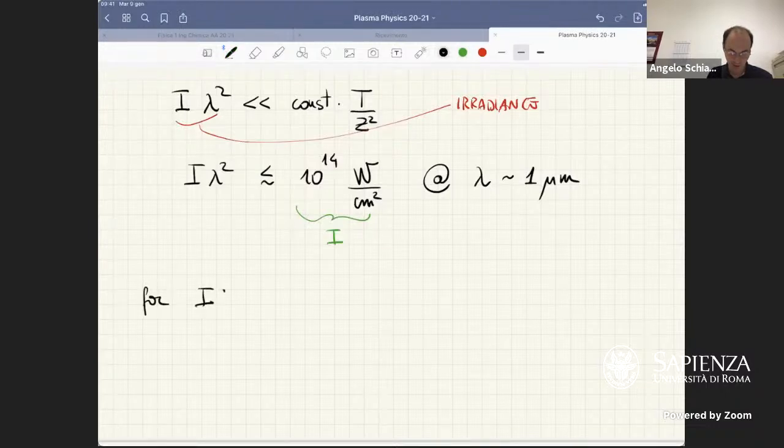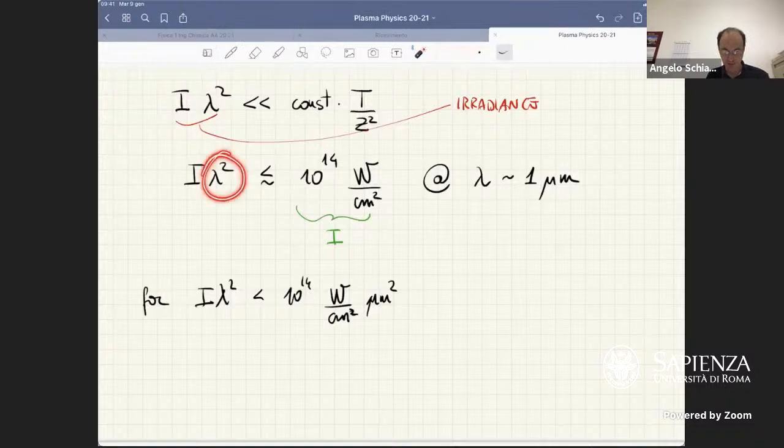For I lambda squared less than 10 to the 14 watt per square centimeter per micron squared. This micron squared arises from the fact that here we express the wavelength of the laser in terms of microns. Okay, so we say that we are in the collisional regime.